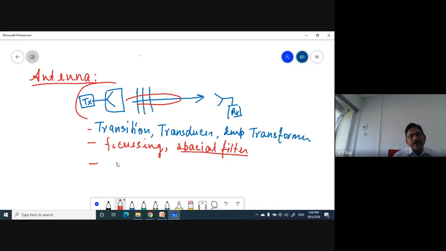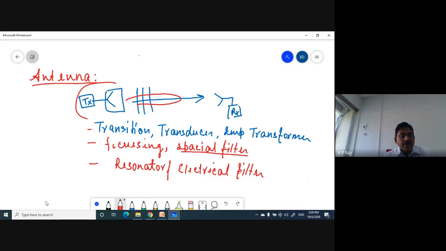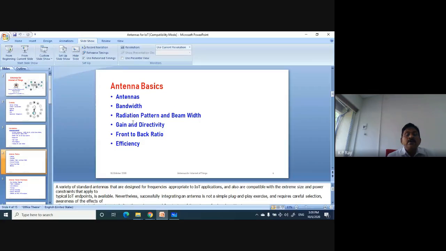And of course antenna is a resonator, because when you say you are designing a monopole of lambda by 4 at a given frequency, it will respond to the given frequency, it will not respond to other frequencies. So frequency selectivity comes in here. That's why we call it a resonator, or you can say an electrical filter. So all these things are the definitions of the antenna. There are many other definitions which we are not touching here. We are only talking about those definitions which are relevant for IoT. Now, coming back to the next definitions: bandwidth, radiation pattern, gain, efficiency, and front to back ratio.